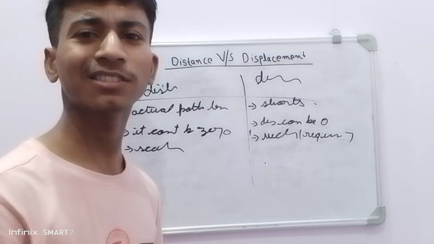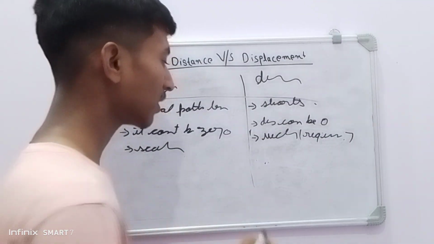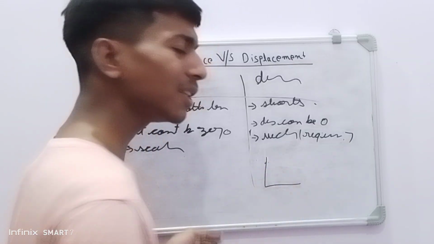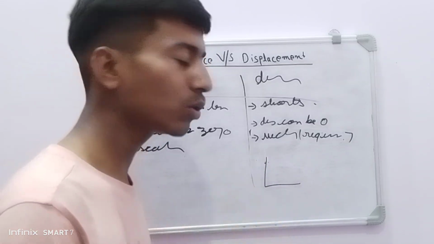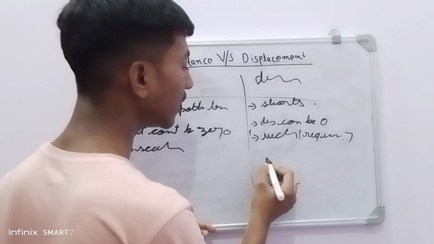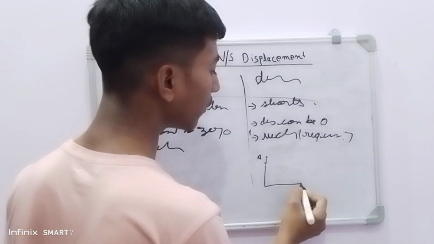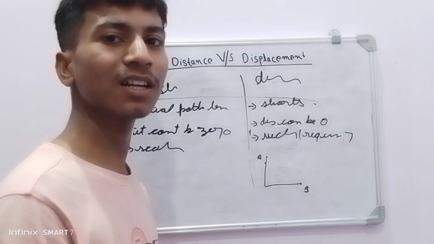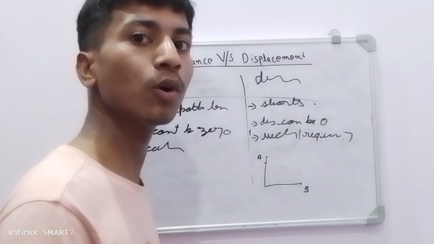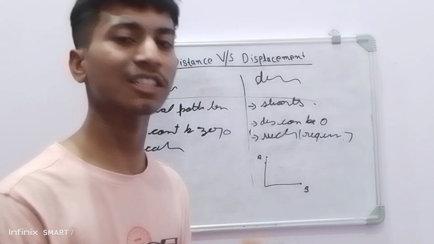If someone asks you how to find the displacement in a triangle, or in any figure, you just have to keep in mind where the initial point is and where the final point is, and make a straight line joining the initial point to the final point. You will get the displacement.